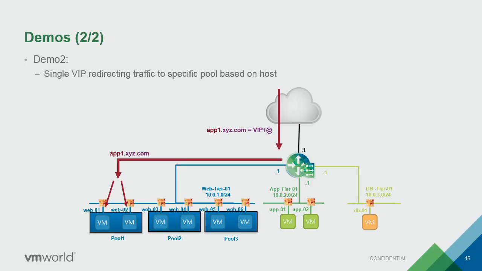So the load balancer will need to look at the host, in this example app.xyz.com, to decide if it's load balanced by pool 1 or pool 2 or pool 3. So app 2, I go to pool 2, app 1 to pool 1, and app 3 to pool 3. But all those 3 VIPs are behind the same public IP address. Okay? So, straightforward.